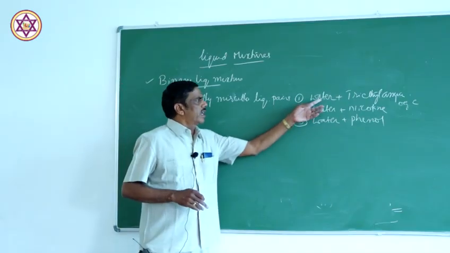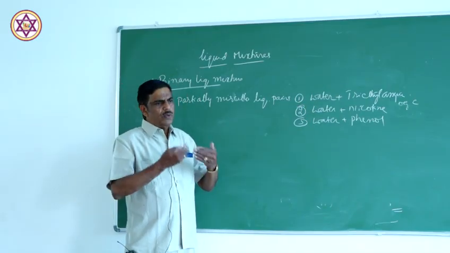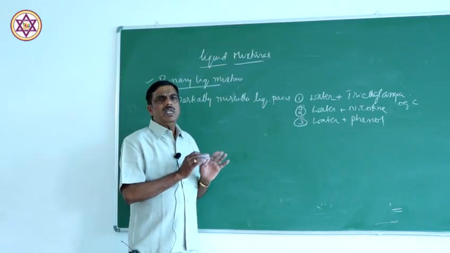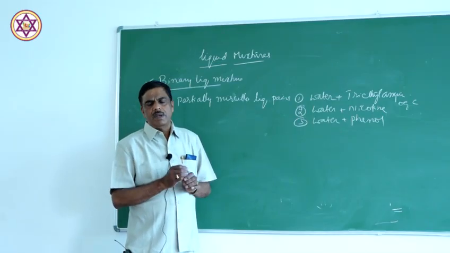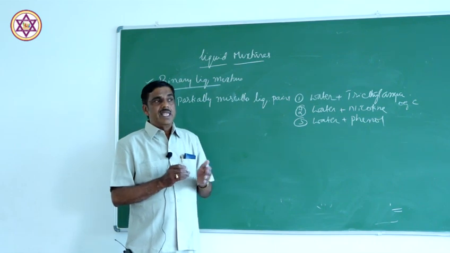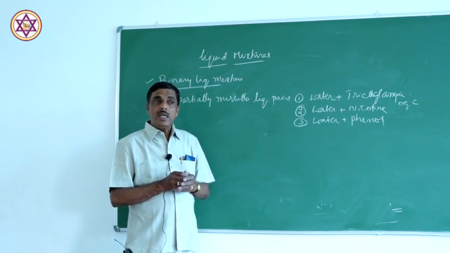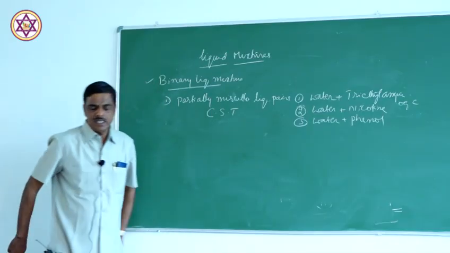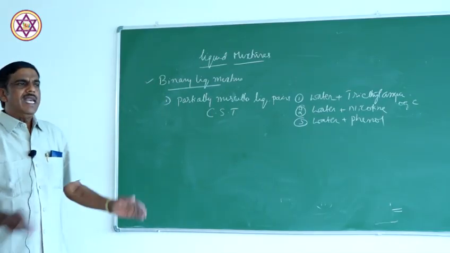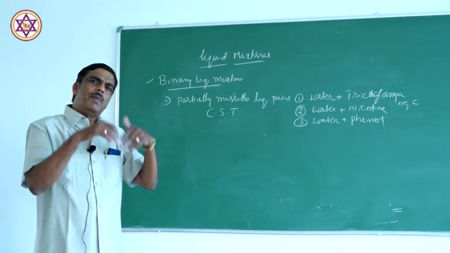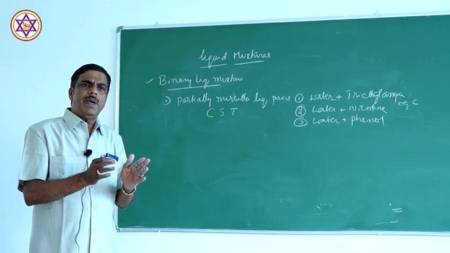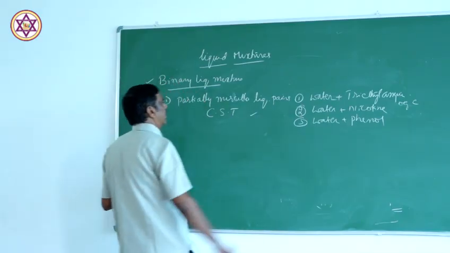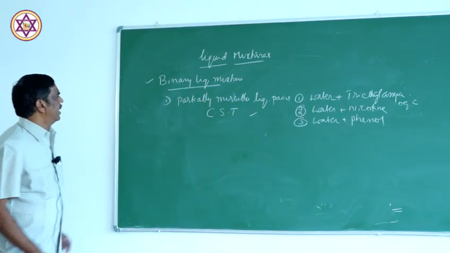In this type, what happens is, if you take any mixture and go on heating, at a particular temperature these partially miscible liquid pairs become completely miscible above that temperature. That temperature at which a partially miscible liquid pair becomes completely miscible is called the critical solution temperature. Critical solution temperature is the temperature above which a partially miscible liquid pair is completely miscible. So we have to study this critical solution temperature in detail.